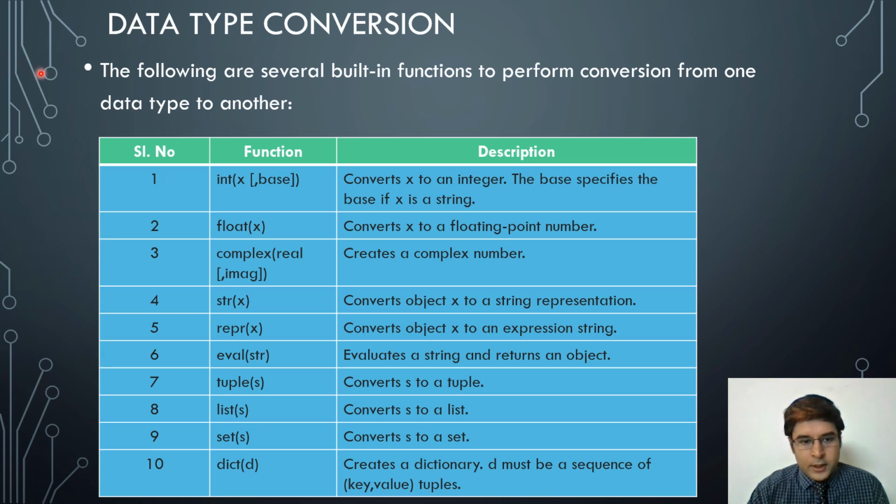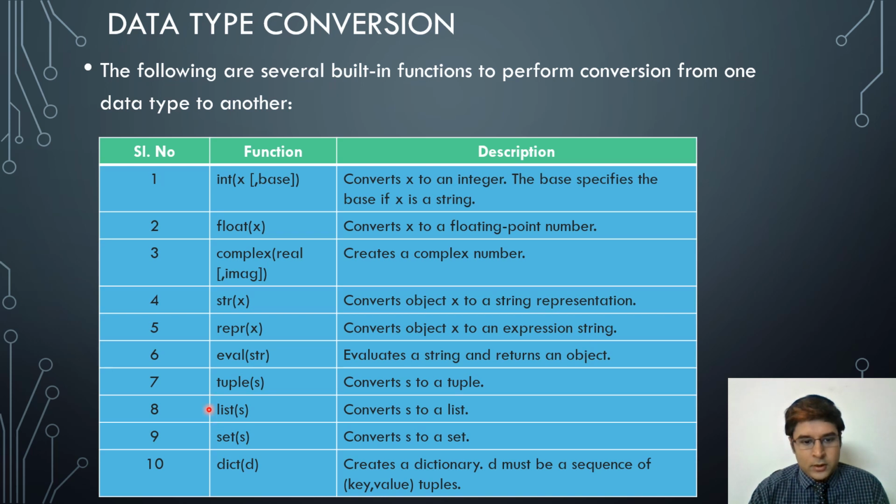So how do we convert one data type to another in Python? There are several built-in functions to perform conversion from one data type to another. For example, the int function takes x as the first parameter, which can be a string. It will convert that to an integer, and the optional parameter here is base. If the base of that integer is provided, it will convert the string x to an integer in that base. Similarly, we have the float and complex functions, and other functions like tuple and list.